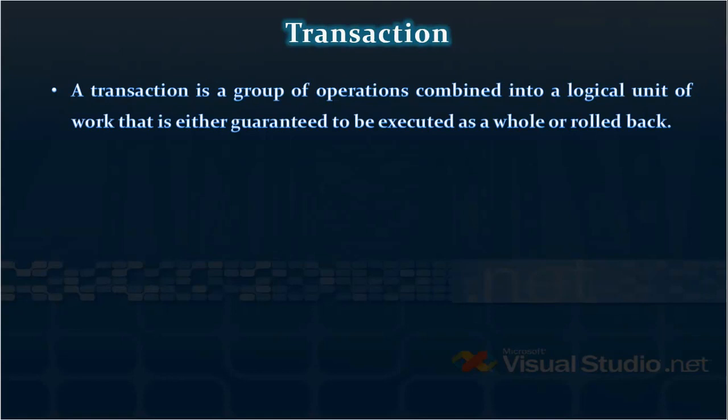Okay, let's say an online transaction. If you're booking a ticket or recharging your mobile phone, the amount which is debited from your bank account and put into your mobile balance, both should happen. These are two different operations, but it is called one transaction. It's a group of operations combined into one logical unit of work, either guaranteed to be executed as a whole or rolled back, making sure it has not happened at all.